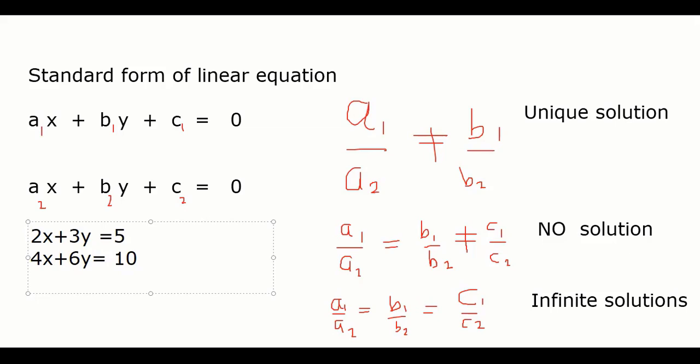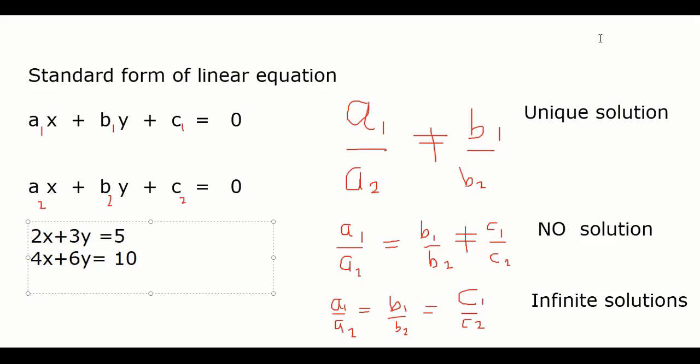Okay. Astha, what do you say? Infinite, because all three ratios are equal. What type of lines will it be? Sir, coincident, where they will lie on each other. Okay, very nice.